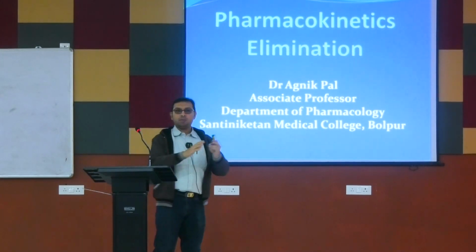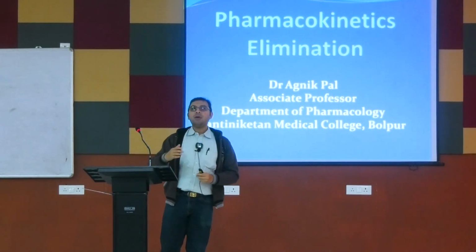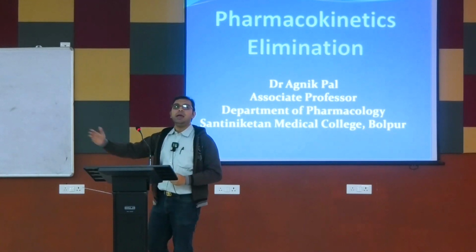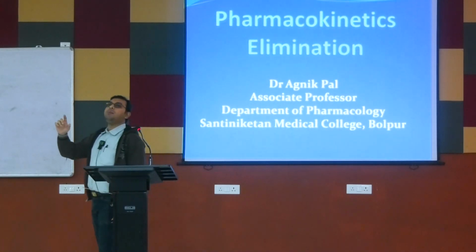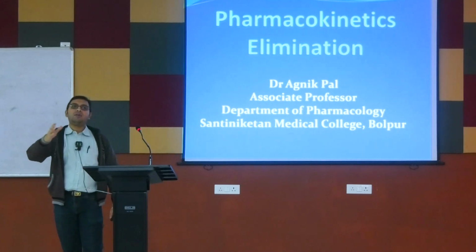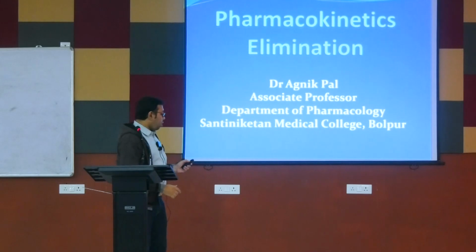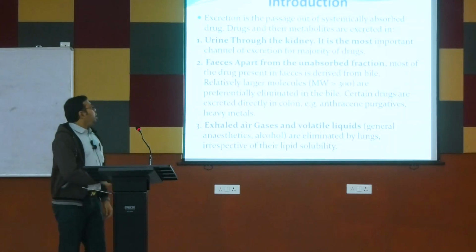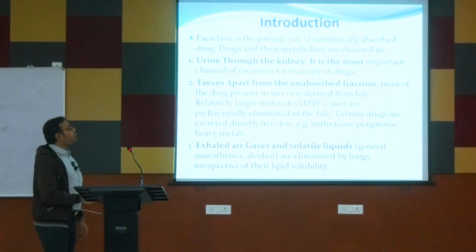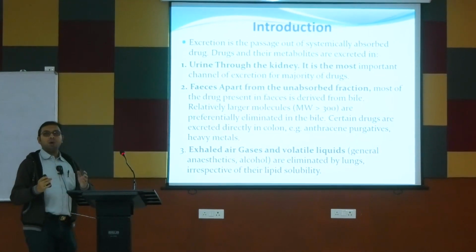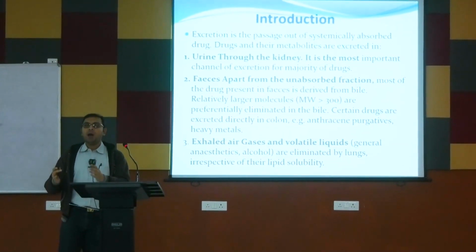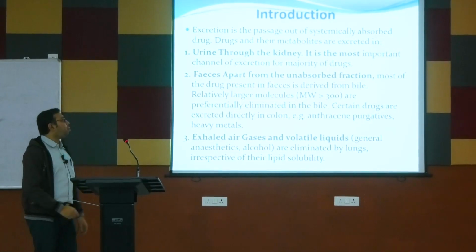And this elimination is easier when a drug becomes polar. Already you have read about polar and non-polar. So when a drug becomes polar, it is easier to be excreted. So the main motto of metabolism is to make the drug more polar from the non-polar state. Okay. So in pharmacokinetics, excretion is the passage out of systemically absorbed drug. The drug is already absorbed, now it has to be eliminated from the body.